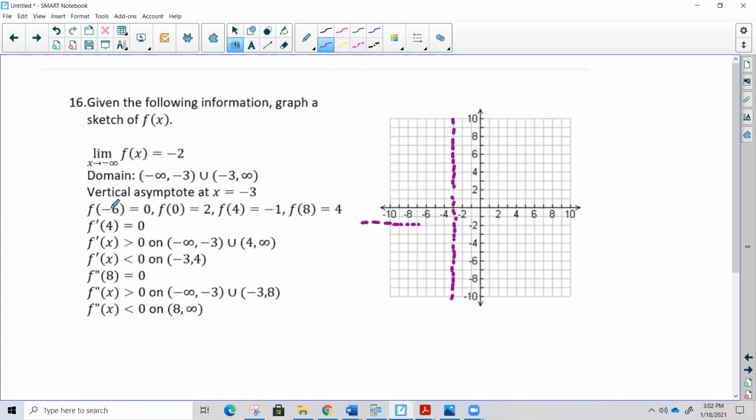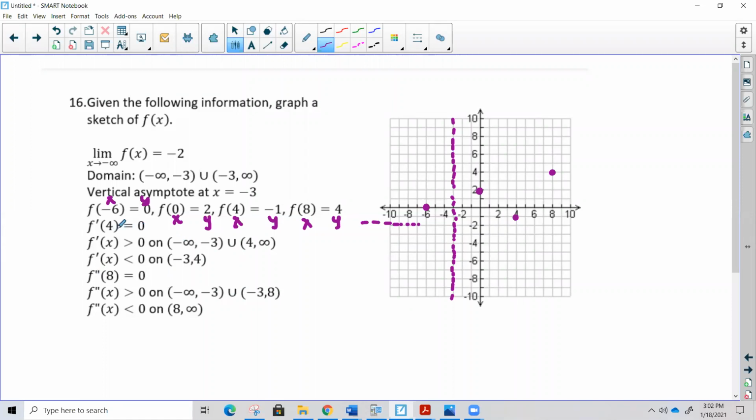From there, I'm going to plot all the points that I know because I need to go through these. This is my x, this is my y. So I'm going to plot x is -6, y is 0. Again, this is my x, this is my y. So x is 0, y is 2, 4, -1, and 8, 4. So my graph has to go through these 4 points, but I can't just quickly connect it because I don't know which way it's going until I look at the rest of it.